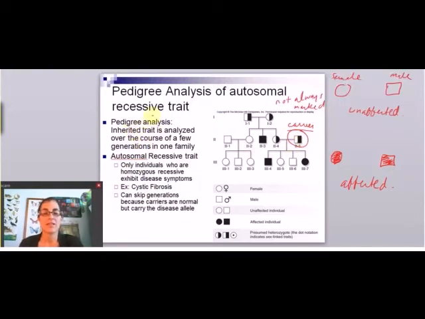So diseases are classified into 3 categories: autosomal recessive, autosomal dominant, and sex-linked. And so the first part of the name, autosomal, means that it's on regular chromosomes. So autosomes are chromosomes 1 through 22, basically not the sex chromosomes. The recessive part means that in order to have the condition or the trait, you have to be homozygous recessive, or you have to have the 2 alleles.